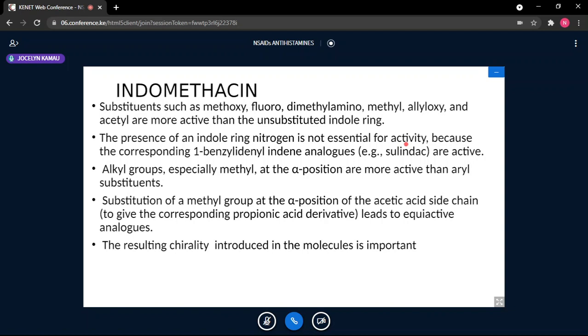And that is what we said of the fenamates. If you look, we said that the amino group you cannot remove it. Indeed, for all the drugs in the fenamates, it has to be retained. But for the indole acetic acid derivatives, you can replace it so that you have the benzylidene group with retention of activity. Alkyl groups, especially methyl at the alpha position, are more active than aryl substituents.